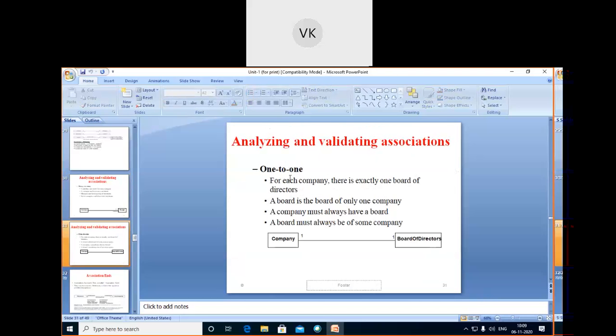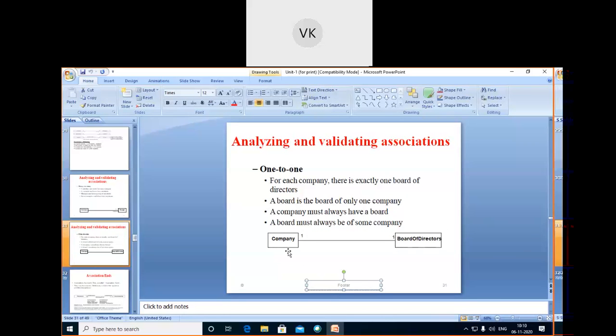And here is the one to one relationship. For a company there is exactly one board of directors, and a board of directors belongs to only one company. A company must have a board, and a board must always belong to some company. Here you see the diagram: company is one class, board of directors is one class. The company has only one board of directors, and this board of directors belongs to only one company. This is a one to one relationship.